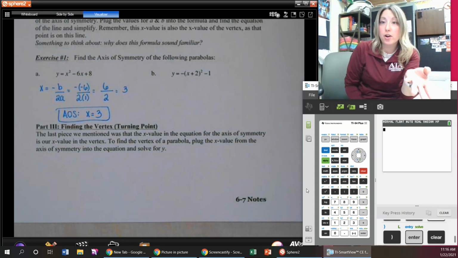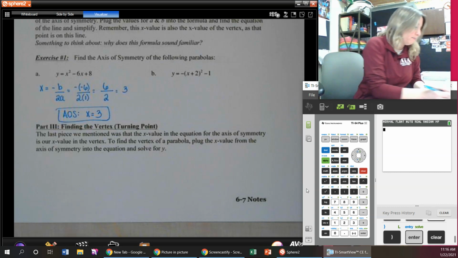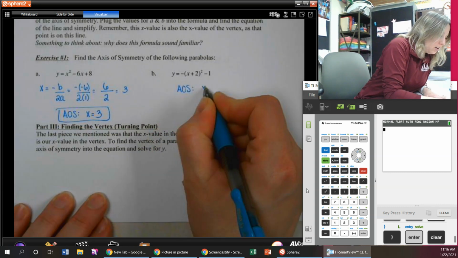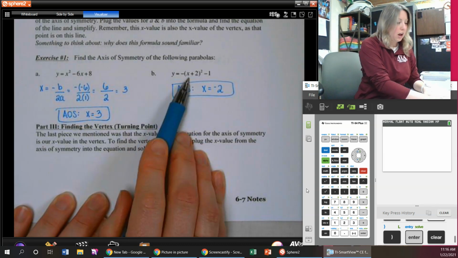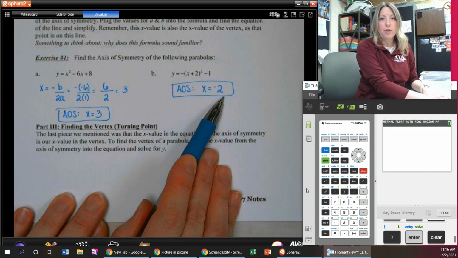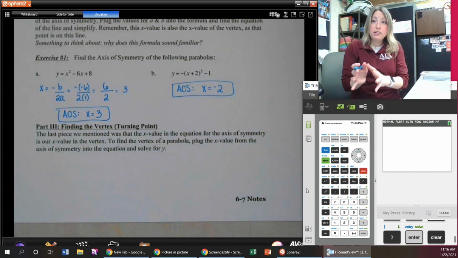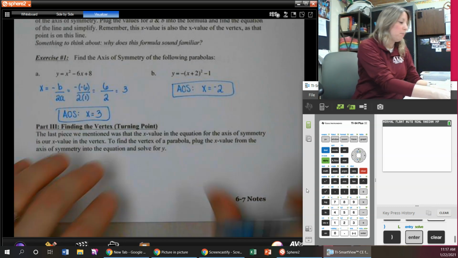If your quadratic equation is in vertex form, it's even easier. Ready? My axis of symmetry is x equals negative 2. It is the opposite sign of what's inside the parentheses. That's it.